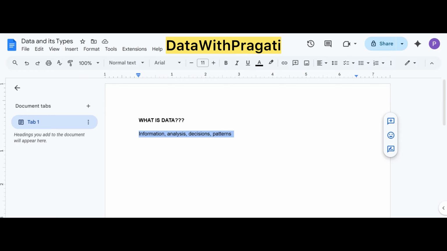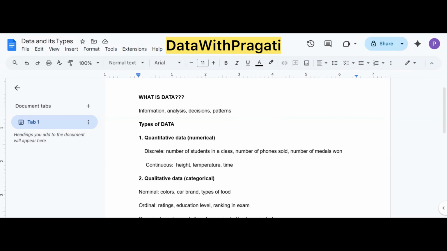Now, let's understand how this data is actually classified. We generally have two types of data, which is quantitative and qualitative. Quantitative is generally numerical, whereas qualitative is categorical. Quantitative data has two types, which is discrete and continuous. Discrete data is a type of data that has specific, separate values. For example, number of students in a class, number of phones sold, number of medals won. We can't have 2.5 students, right? So these are fixed values.